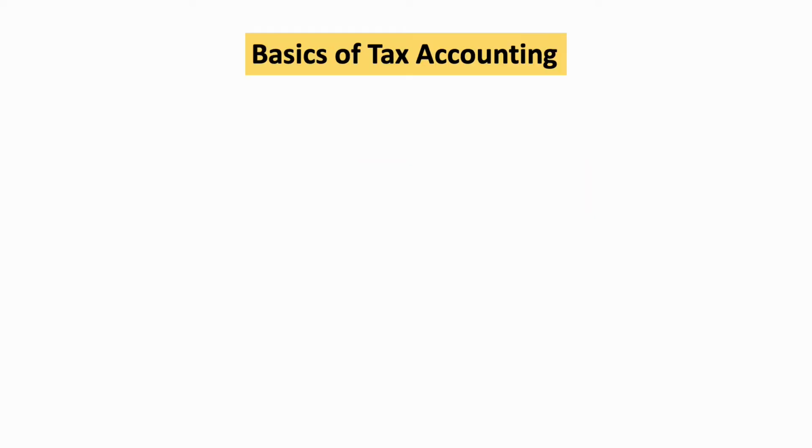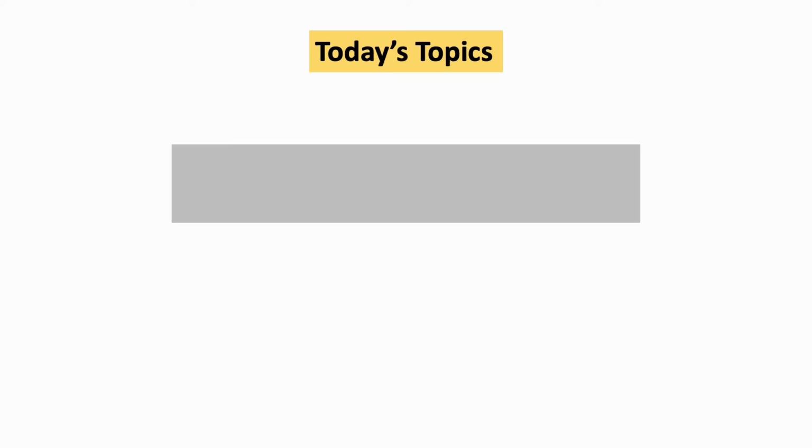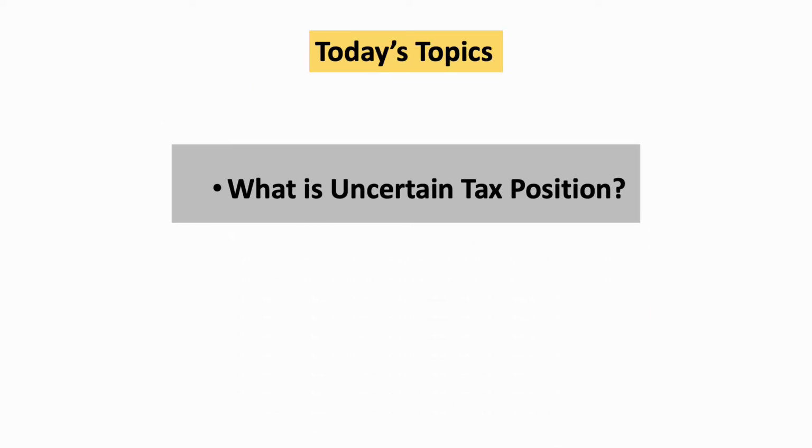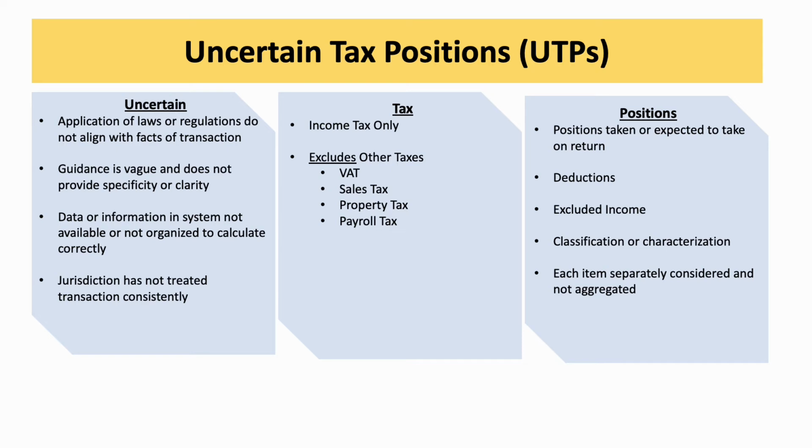So moving on to the basics of tax accounting, our topic of the day is what is uncertain tax position. Uncertain tax position is made up of three things, namely uncertain, tax, and positions. So uncertain means wherever the application of law or regulation is not in sync with the facts of the transaction that you have reported on your tax return.